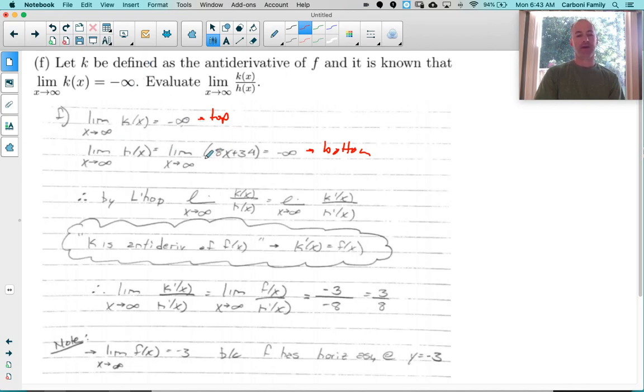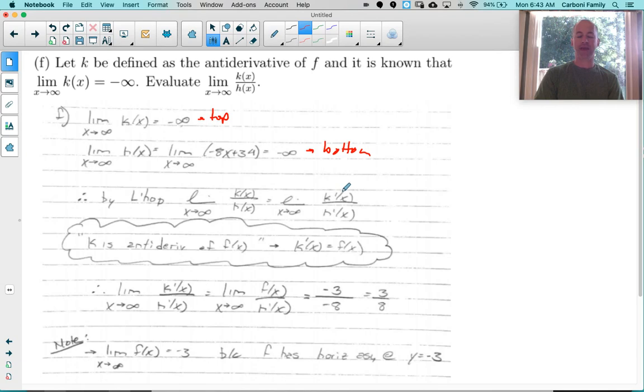For the bottom, h was defined in part E, so I went back to part E. If you were going towards infinity, you want large values, so we chose this piece. Plug in infinity, you get negative infinity. So L'Hopital's rule will apply. And so that means that this limit, as x approaches infinity, of k over h would equal the limit of k prime over h prime.